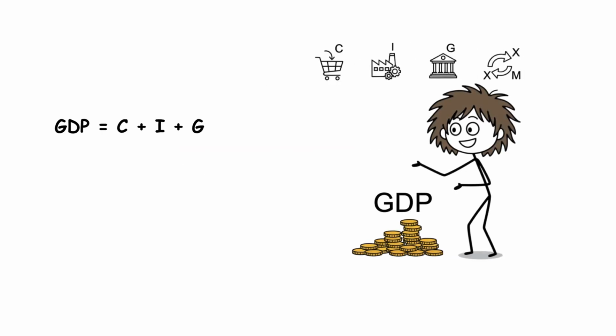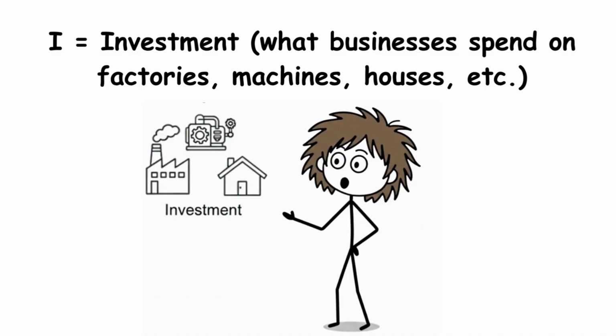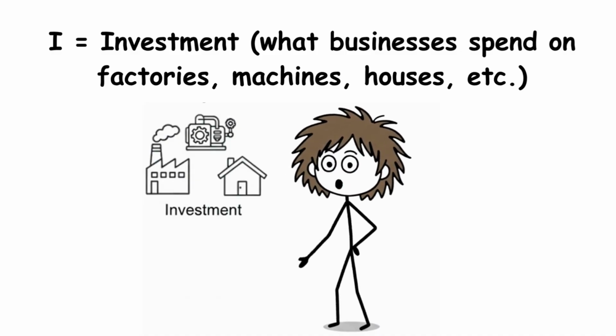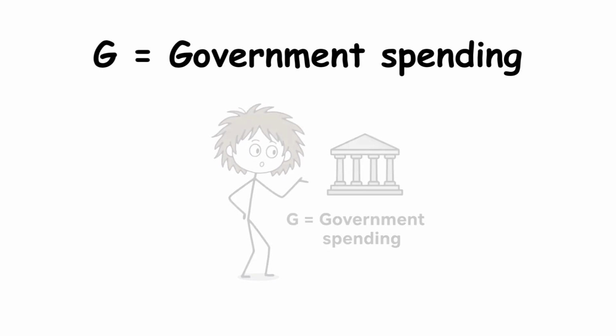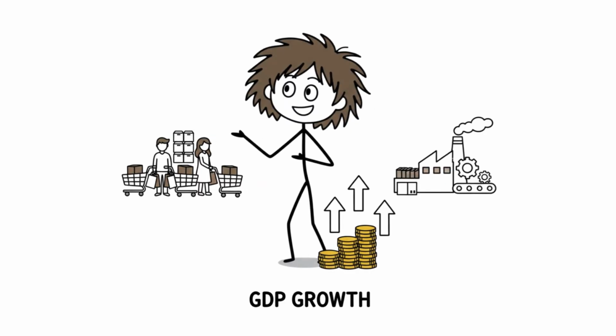GDP equals C plus I plus G plus X minus M, where C equals consumption, what people buy. I equals investment, what businesses spend on factories, machines, houses, etc. G equals government spending. X minus M equals exports minus imports, what you sell to the world minus what you buy from it. So if Americans buy a lot of stuff and businesses build more factories, GDP rises.